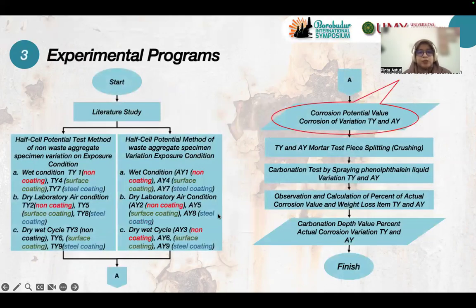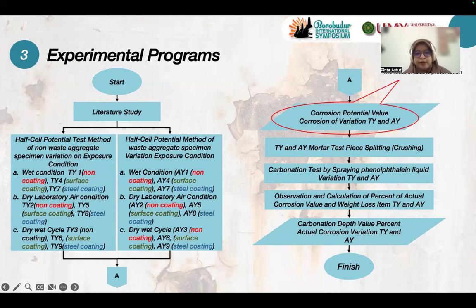Then we move to our experimental program. After the literature study, we fabricated our specimens. We have 18 variations of specimen, and each variation contains three repetitions. On the left side we have specimens using non-waste aggregate, meaning without using the dried mortar from the batching plant, and on the right side we have the specimens that contain waste aggregate.